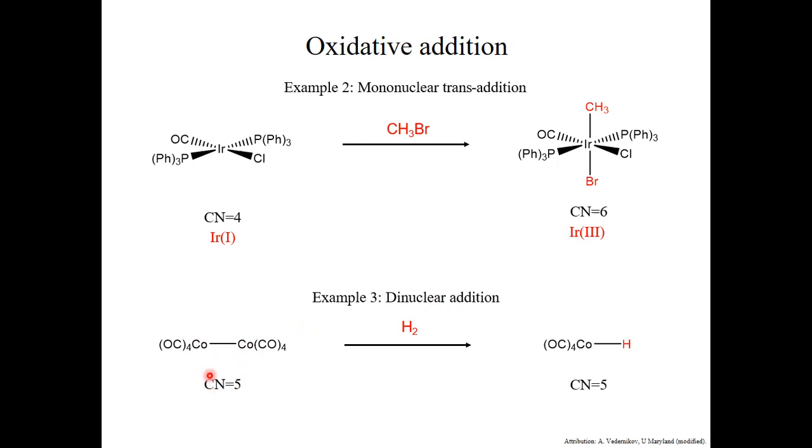So the coordination number in this case stays the same. However, still the oxidation number increases. So here in this reactant molecule, the oxidation number of the cobalt is 0. That is because all the carbonyl ligands have a 0 charge. Okay, so therefore the cobalt must also be neutral, in the oxidation number 0.